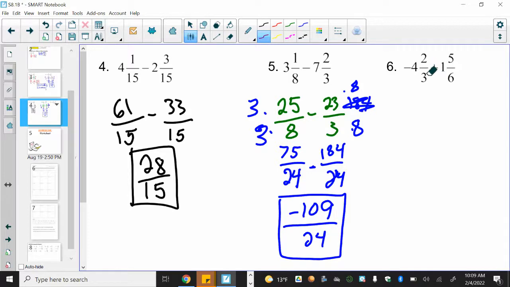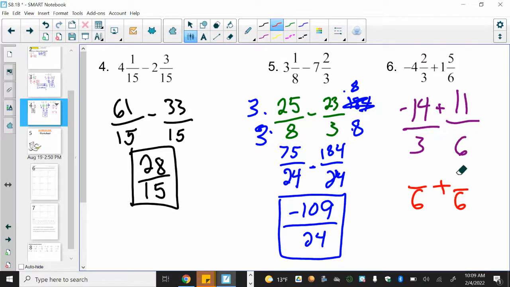Alright, 6. We gotta convert them. 3 times 4 is 12, plus 2 is 14. Negative 14. This one, 6 times 1, 6 plus 5 is 11. 11 over 6. Alright, we need to look at those. The bottom numbers don't match, but we can turn 3 into 6. So we know that our bottom number is going to be 6. Let's do that. New fraction, 6 and 6.